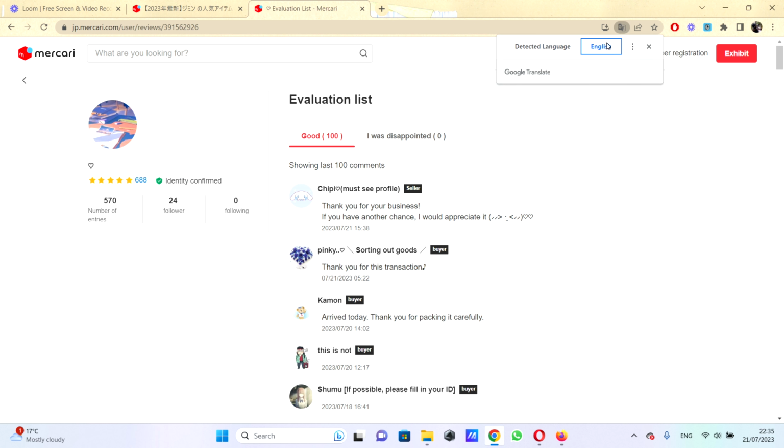So let's translate the full page. They have 100 good reviews, and it always shows only the last 100 comments. It also shows the bad reviews, like "I was disappointed," so to speak. They have none. Awesome. We can also look at the reviews themselves. This one says seller and this one says buyer.